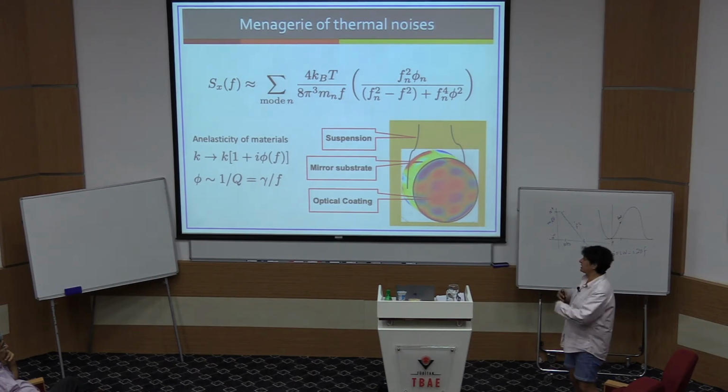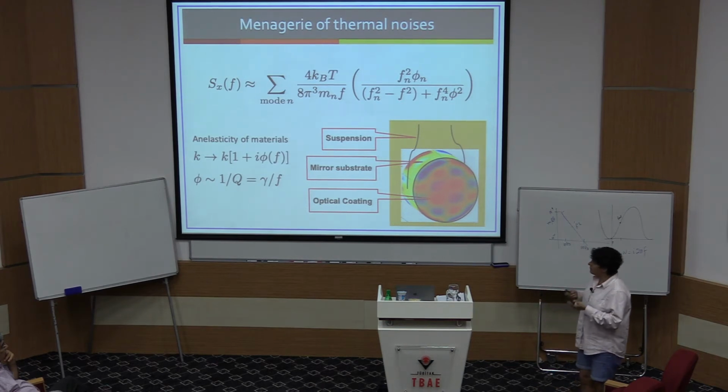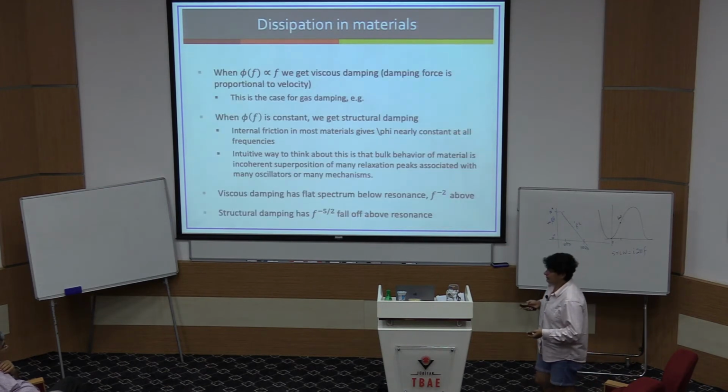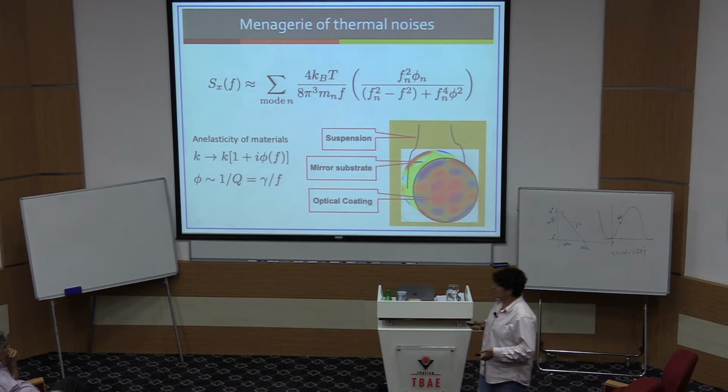So Q is related to phi, and phi is related to the anelasticity of material, so that you can see the connection now, right? So in the end, what's going to happen is if you want to do better with thermal noise and you don't want to turn the temperature knob, the knob you're going to have to turn is better materials. Okay?